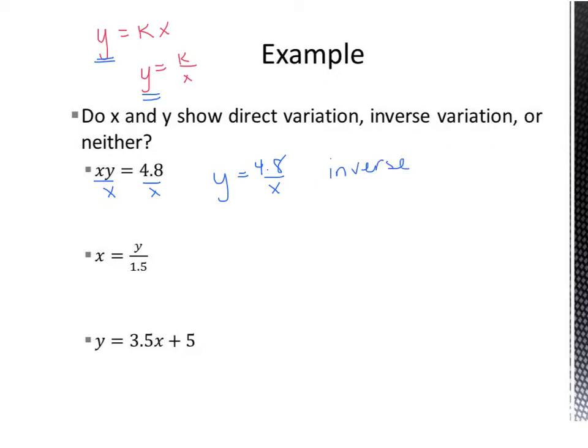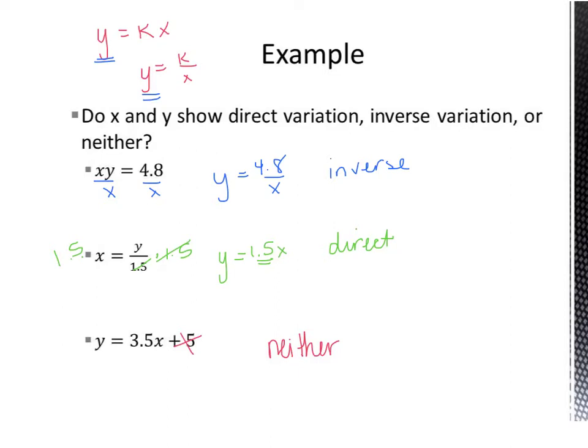Looking at the next one, you can't always tell from the beginning. Let's get y by itself, because you might say it's inverse to begin with, because it has that division in there. But we're multiplying by 1.5, so y is 1.5x. If you look at it like that, what is it? That is direct. There's your k value. Y equals kx. And the third one, y equals 3.5x plus 5, is going to be neither, because neither of them have that plus 5 in there.